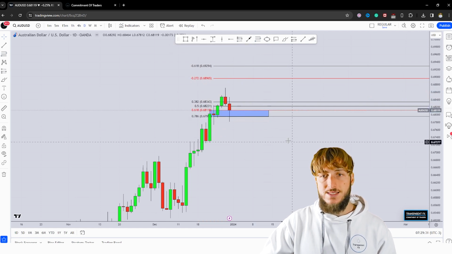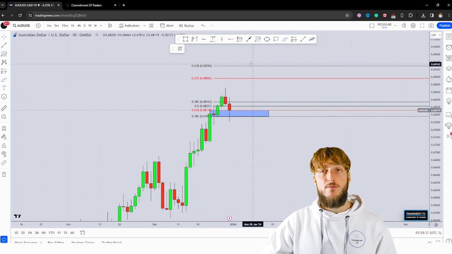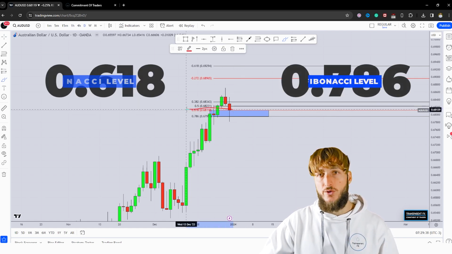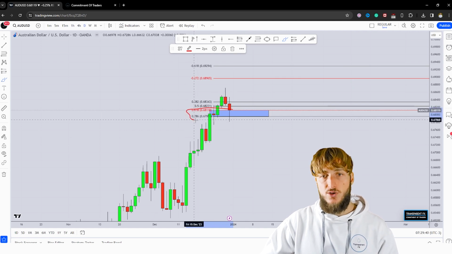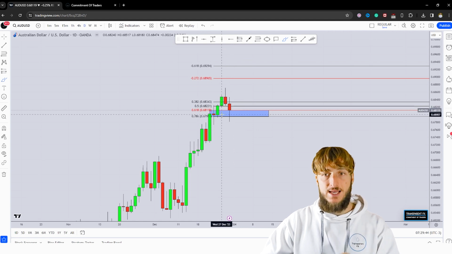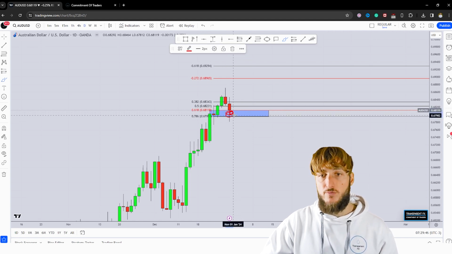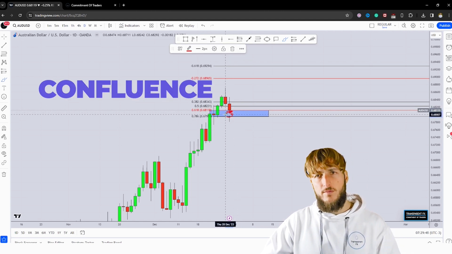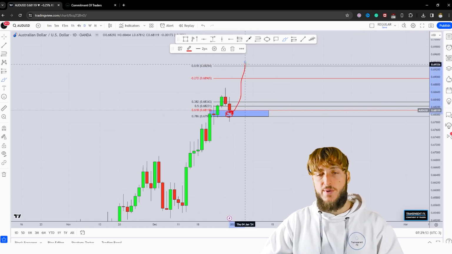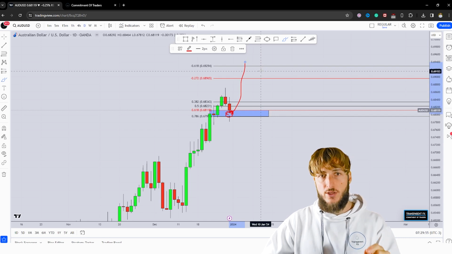And if we do that, we can see how inside of this level, we have both the 0.618 Fibonacci retracement, which is essentially the golden ratio, and also the 0.786 Fibonacci retracement, both lining up exactly in this same area of price. Now, this creates confluence of support inside of this area that at this point we could expect this market to potentially reject to the upside.